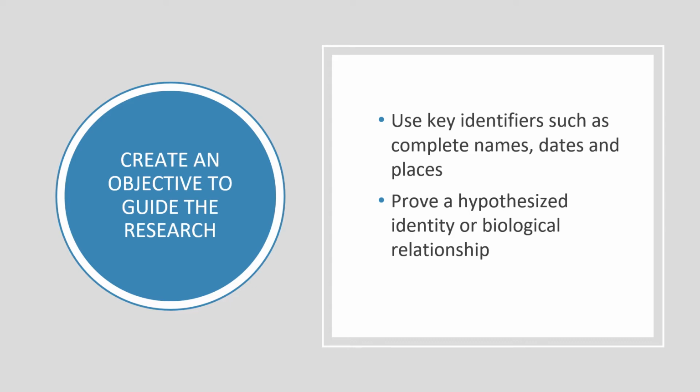So when we create an objective, we want to make sure we're including key identifiers, and these include complete names, dates, and places. That will help us to make sure we don't confuse the ancestor we are researching with someone of a very similar identity. It will also help us when we are comparing records to see if the record matches our person of interest. We won't have to go and look up their name or date or place in a family tree. It'll be right there in our objective.